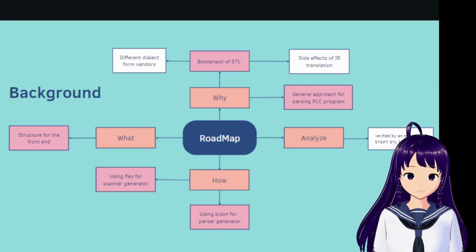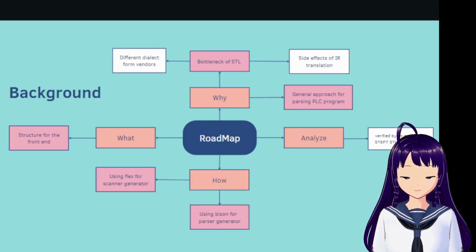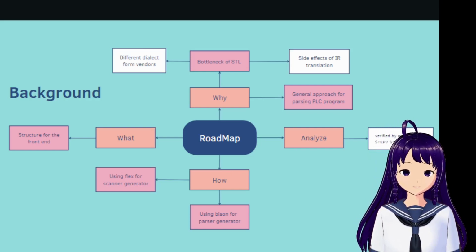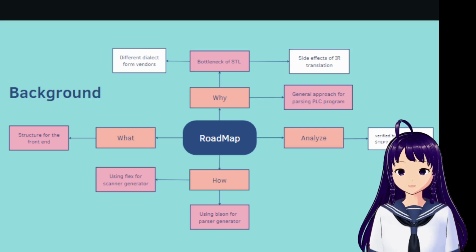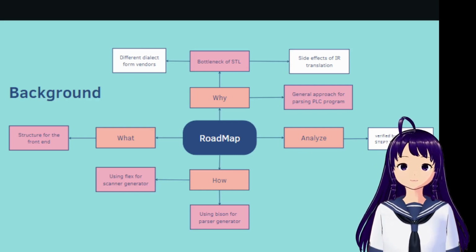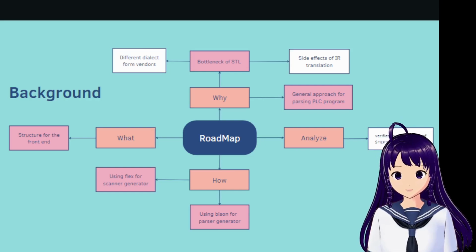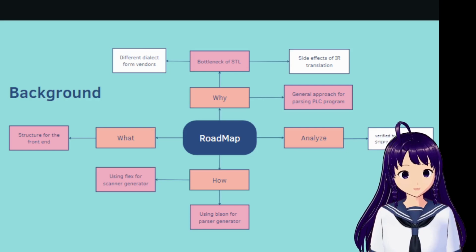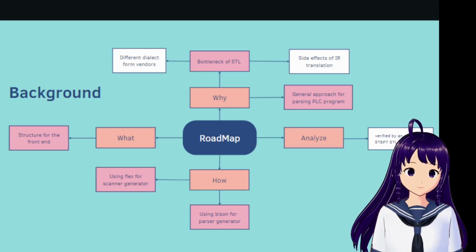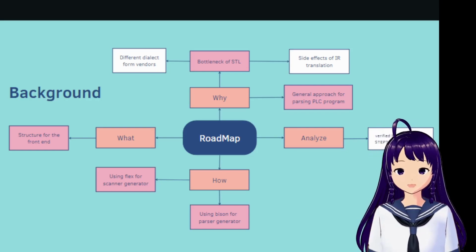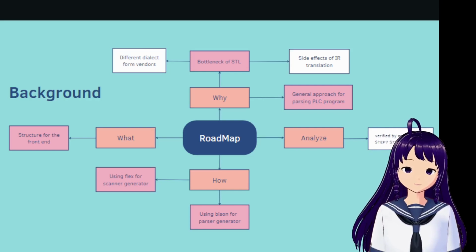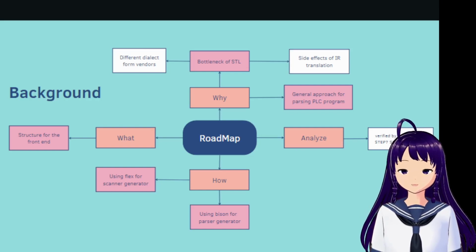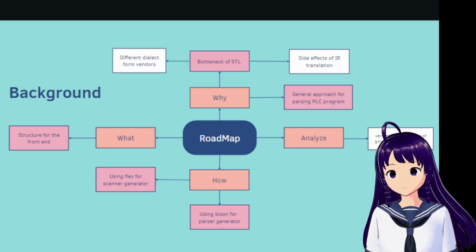4 aspects in background. Why? It is all because of the bottleneck of STL, the different dialects from vendors, and the side effects from IR that we didn't want. What? The scope we talk about is based on the structure of the front end. How? Using Flex and Bison for scanner and parser generating. Analyze. Verified with the Step 7 STL.